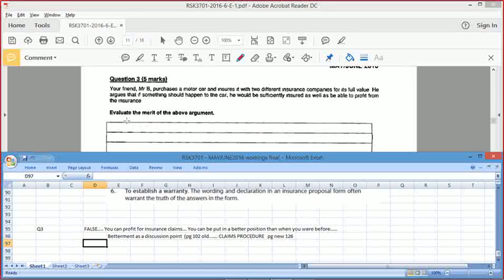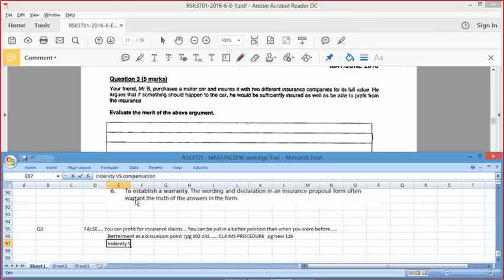Yeah. Okay, so evaluate the merit of the above argument. You could even talk about indemnity versus compensation. That's also something that you could argue here. Because indemnity means what? Put you in the place that you were before. Correct. Put you in the same position that you were before. To indemnify.